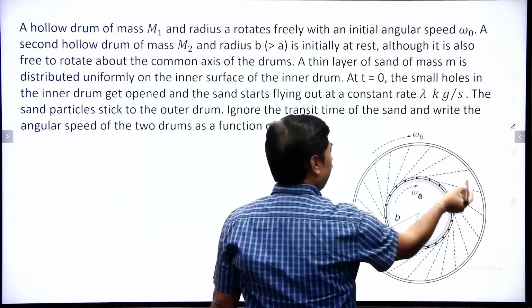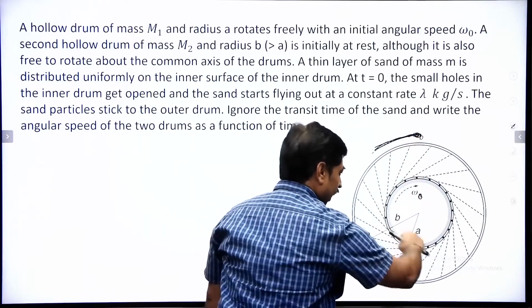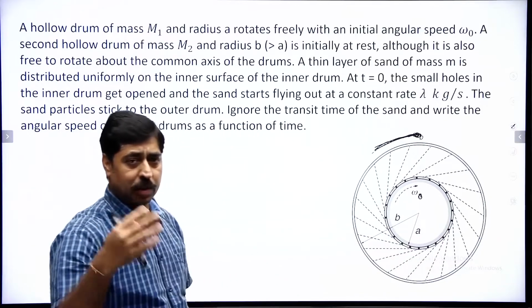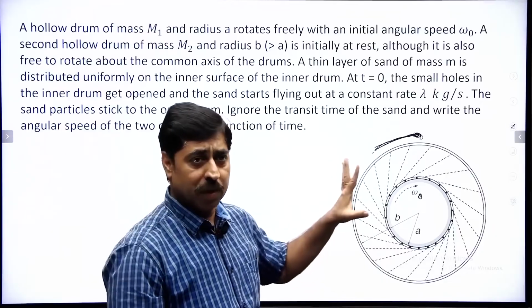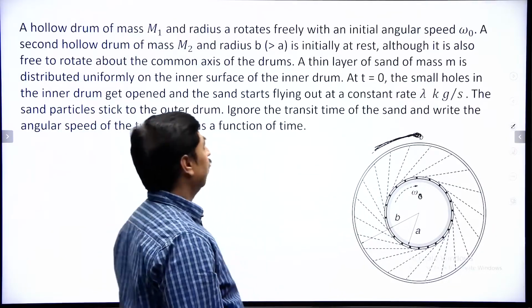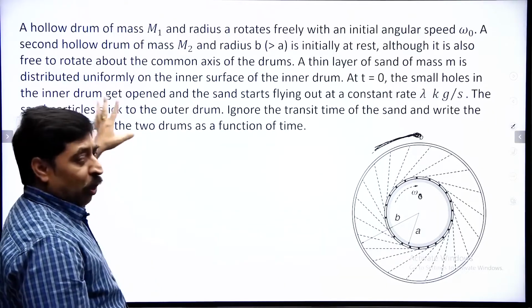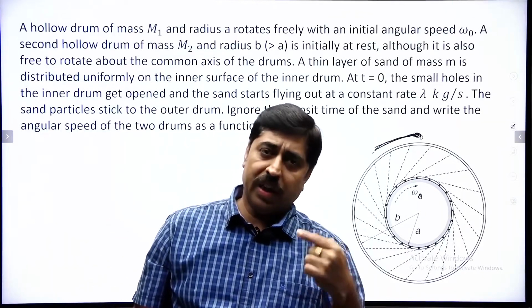This is initially at rest. There is no initial angular speed of this drum. Only the inner drum is spinning with some angular speed omega naught. Radius of the inner drum is A and that of the outer drum is B. Mass of the inner drum is m1 and mass of the outer drum is m2. And both are free to rotate, which means there is actually no friction in the axle.